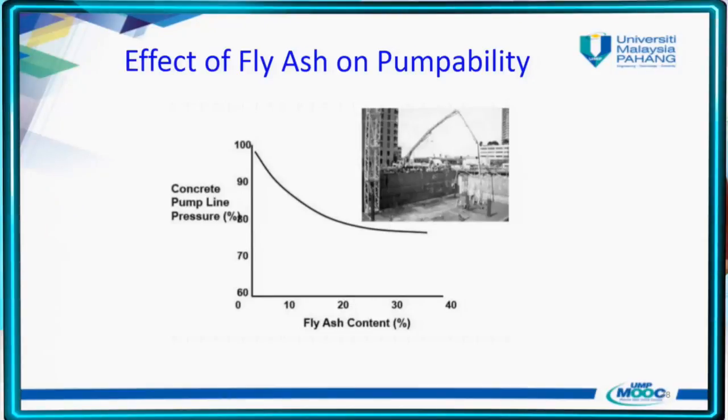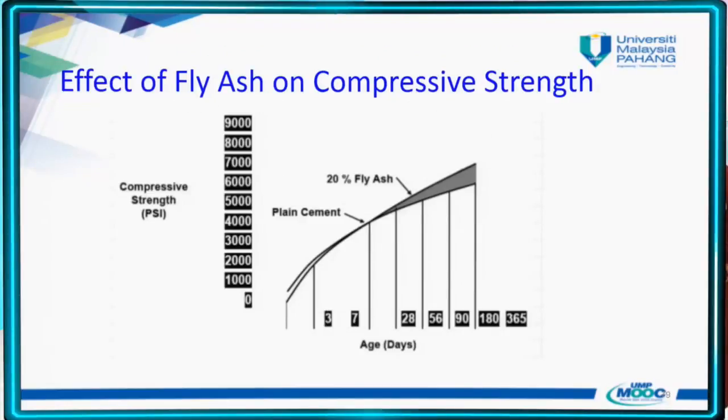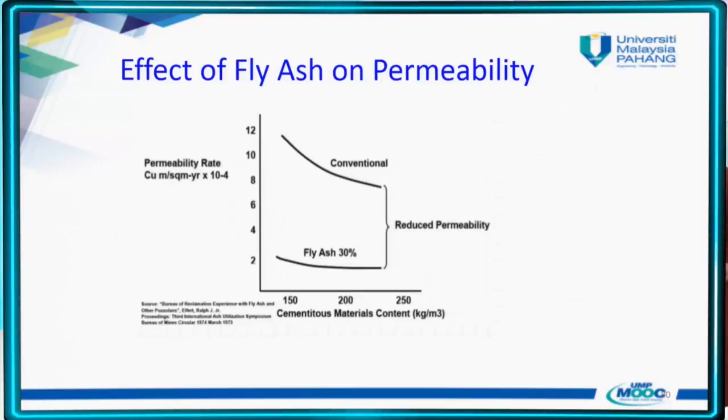So this figure shows the effect of fly ash on the permeability. So the fly ash content has a lower pressure compared to the 100% cement. So this figure shows the effect of fly ash on the composite strength. So the higher the fly ash content, the higher the composite strength. So this figure shows the effect of fly ash on the permeability. So the figure shows that the 30% fly ash mix has reduced permeability compared to the conventional concrete.